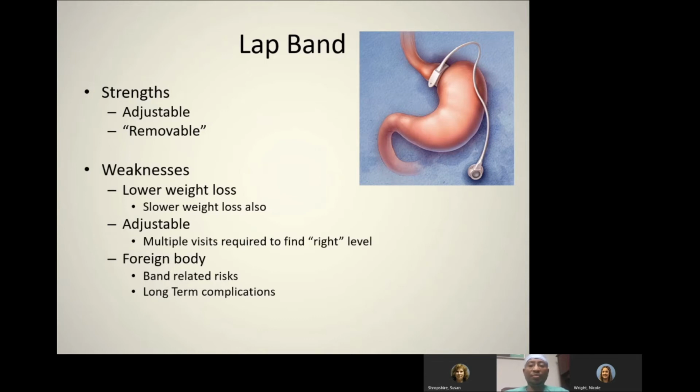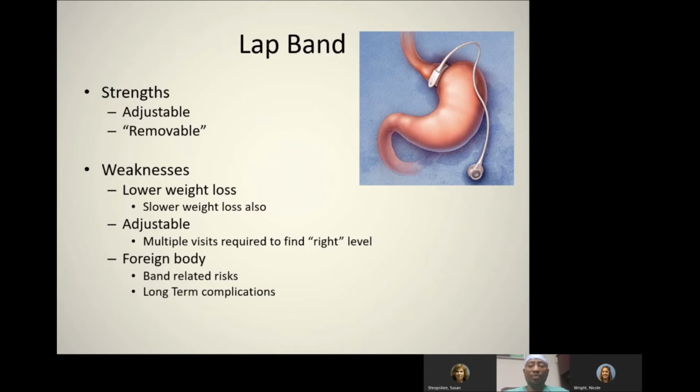The problems we found with it, however, were it didn't work as well as the other procedures we do, mainly the sleeve and the bypass. Although some people had good results with it, on the whole, the weight loss was lower overall, and it was also slower. And then that adjustable part can be kind of a negative because it means you have to come to the office, get poked with a needle so we can inflate the balloon. But if we inflate it too much, then when you go home, you try to eat and nothing goes down and you're throwing up. So we have to deflate the balloon, but then it's not squeezing or doing anything. You kind of bounce up and down so you can get a perfect level.